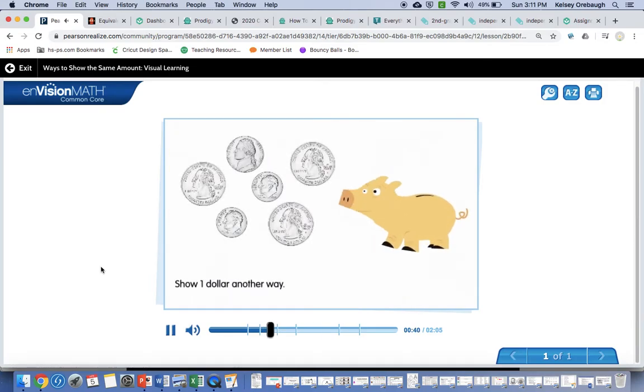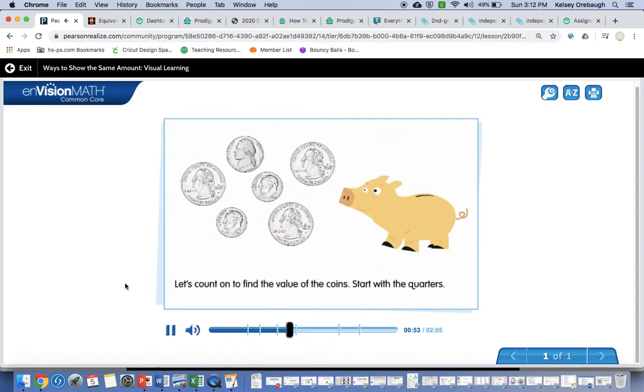Show $1 another way. What coins do you see? Okay? Let's group them by the type of coin that they are. So the one that stands out to me first, because it's the highest in value for this collection and the largest in size as well, is the quarter. And we have 1, 2, 3 quarters. Then we have 2 dimes, and we have a nickel. So we have quarters, dimes, and a nickel. There are 3 quarters, 2 dimes, and 1 nickel.